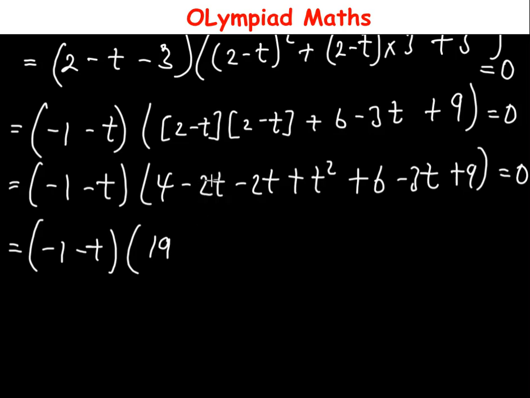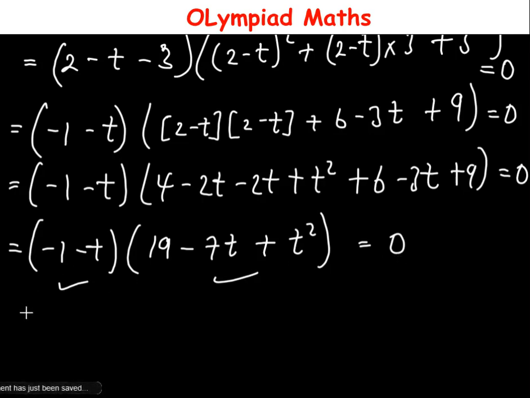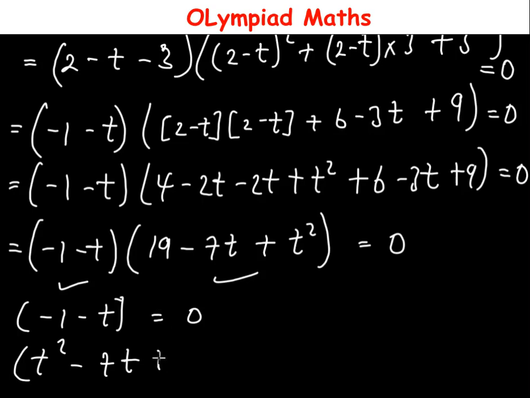Okay, minus 2t is minus 4t, then minus 3t, that is minus 7t, then plus t squared, all is equal to 0. From here, this is equal to 0, or this can be equal to 0. So for the first one, which is minus 1 minus t, is equal to 0, right? And the second one, let's rearrange this such that t squared comes first, so t squared, then minus 7t, then plus 19 is also equal to 0.